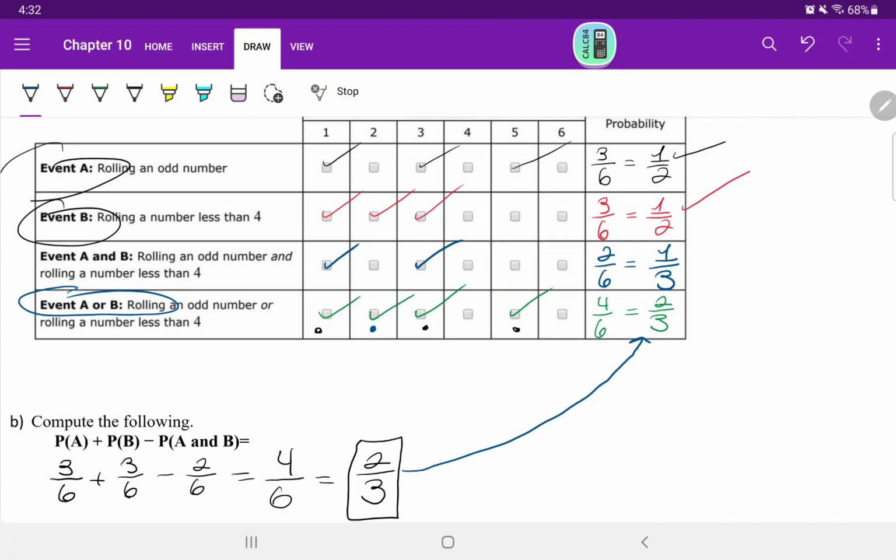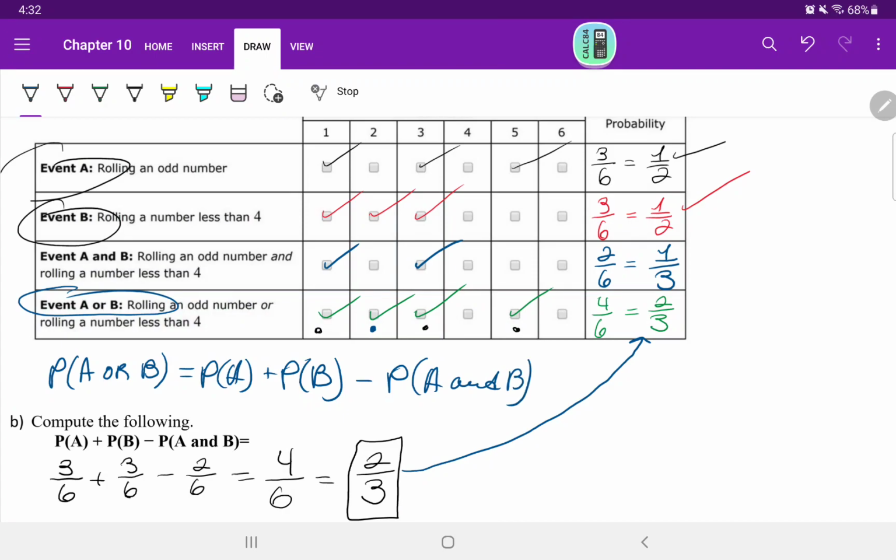And the reason why that is the case is because, remember, the addition rule formula, the probability of A or B equals the probability of A plus the probability of B minus the probability of A and B. So by default, we already knew that the probability of A plus the probability of B minus the probability of A and B was going to equal 2/3.